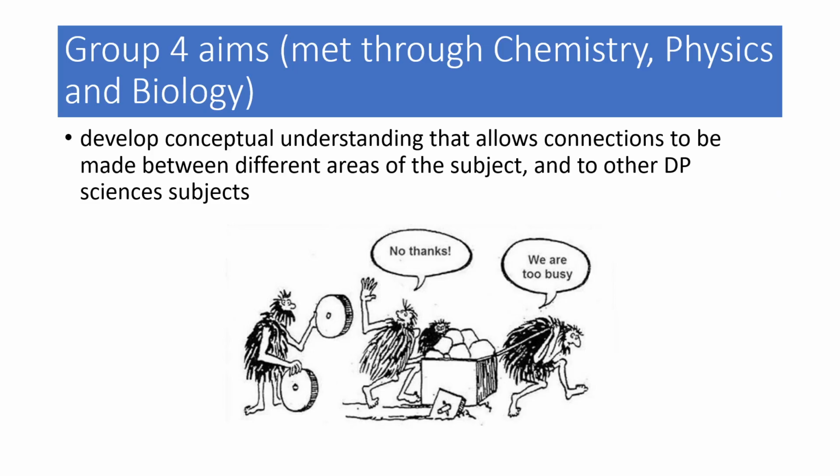And these subjects actually have shared objectives. So the first aim of the Group 4 subject in the form of chemistry, physics, and bio is to develop a conceptual understanding that allows connections to be made between different areas of the subject and to other science subjects.